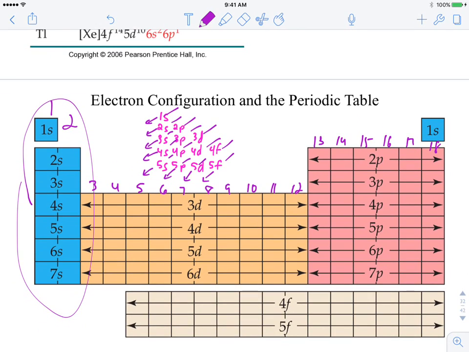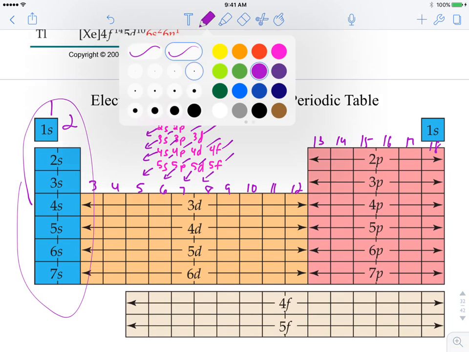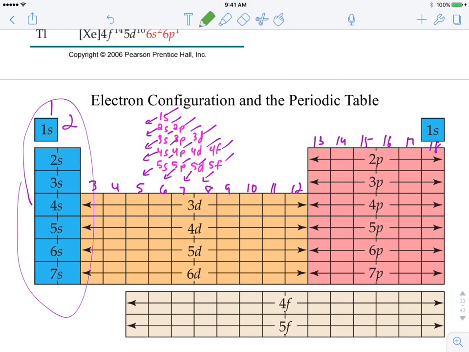Down here is the F block. If you count, there will be 14 boxes for the 14 electrons. Going across are the periods. So period 1, period 2, period 3, and so on. 4, 5, 6, 7.